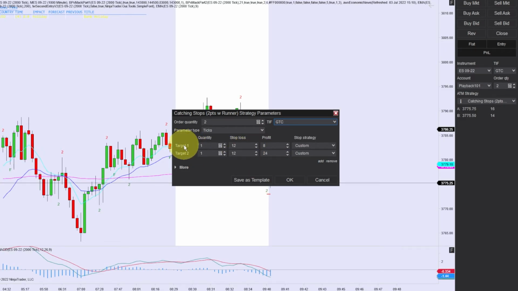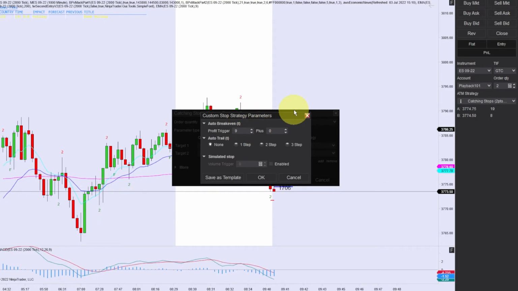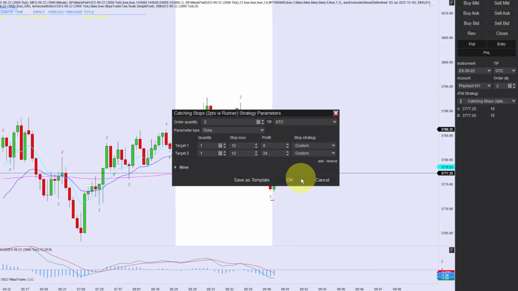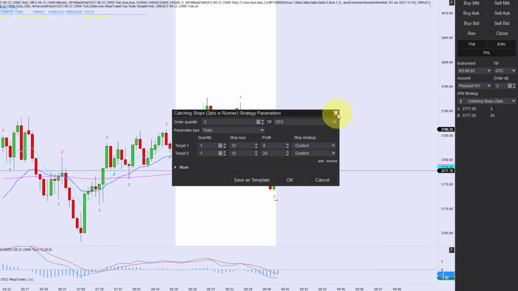Now with each specific target that you have in place, you can have a stop strategy, and that's under custom. When you click edit, another box will come up. I have my auto break even profit trigger at 9 ticks. So if prices go 9 ticks, my stop loss will immediately move to break even, so I can't lose money. You could also have an auto trail feature. So as prices continue to move in a direction, that stop loss will follow it based on the parameters that you set. Same thing for the runner here. If I go to edit, my auto break even profit trigger is also 9 ticks. I like when they work together.